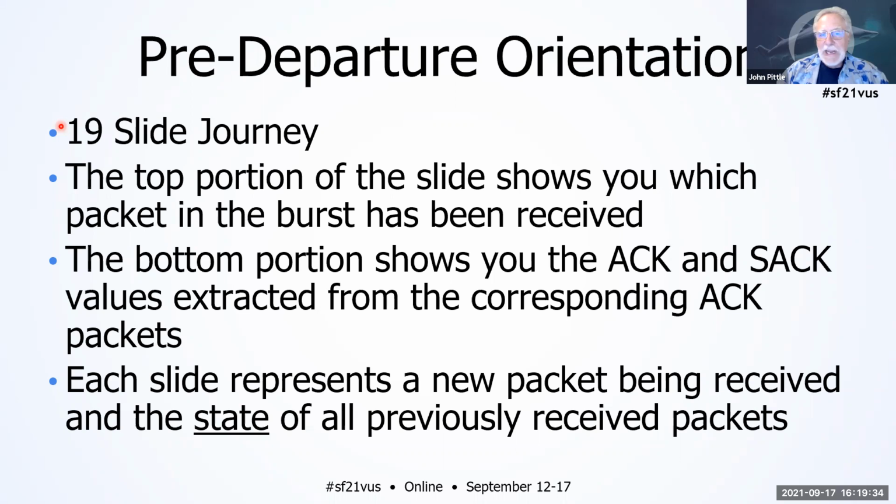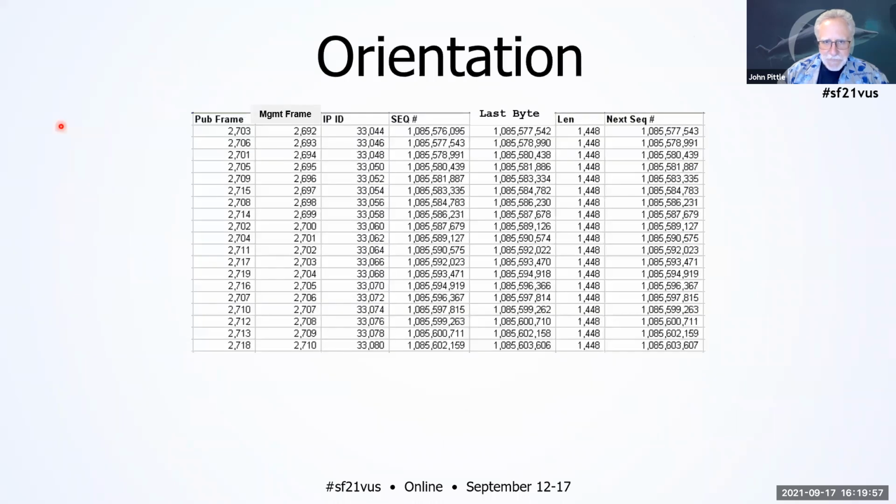This will be 19 slides, but it's a storyboard, so we're going to go through them rather quickly. The top portion of the slide is going to show you which packet was just received. The bottom portion is going to show you the decodes. And each slide represents a new packet being received and the state, and this is kind of important, the state of all previously received packets.